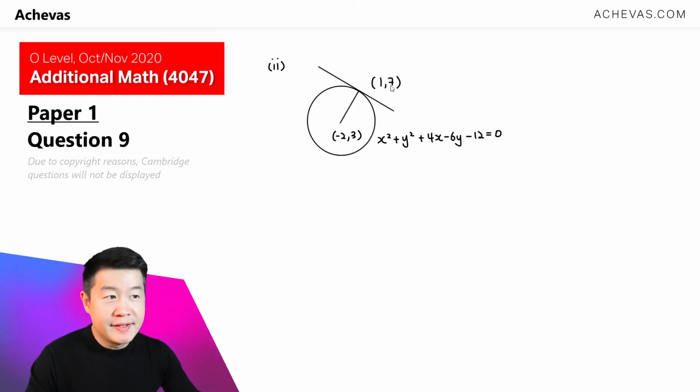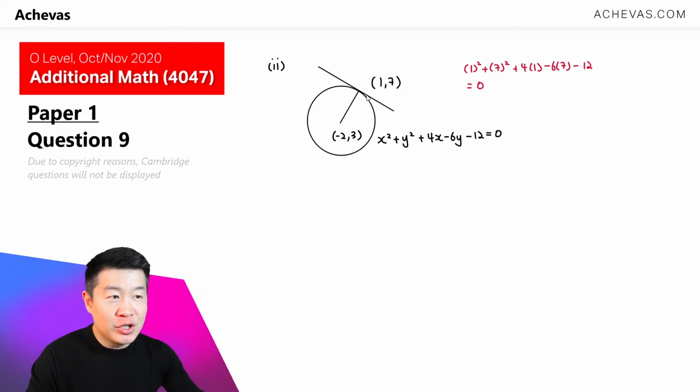We're given the point (1, 7), and I was just curious, so I did a quick check to just verify that (1, 7) lies on the circumference of the circle. So I did that check by substituting x as 1 and y as 7 into the equation of the circle. And this is what I have found. This x squared, which is 1 squared, y, which is 7 squared, then plus 4x minus 6y minus 12, this gives us a 0. So it actually just verifies for me that (1, 7) lies on the circle.